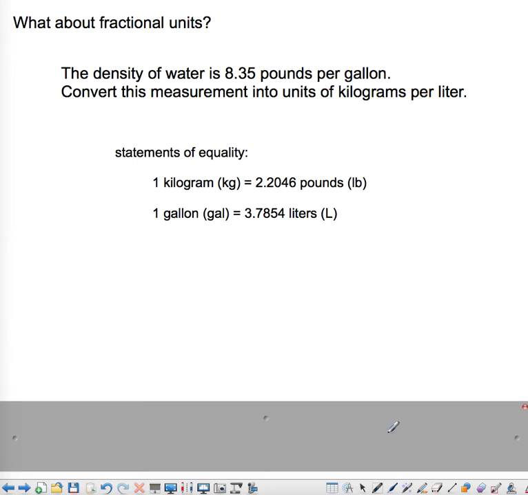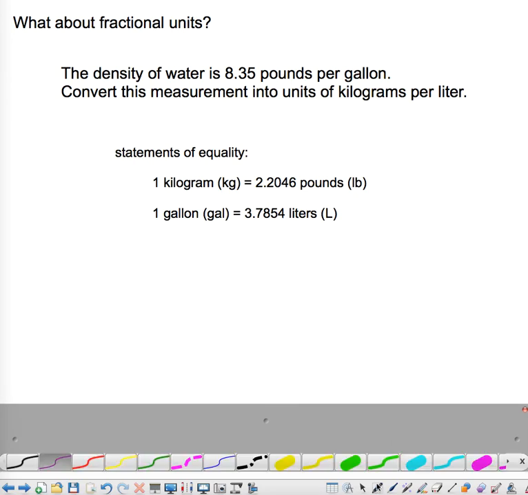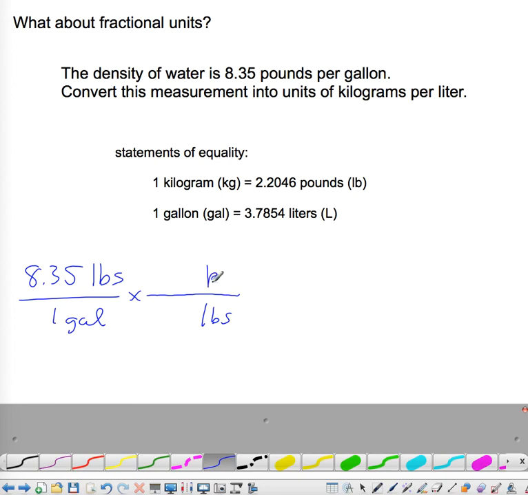And I'll set it up in exactly the same way. Begin by writing down the initial measurement in the unit you're given, but now I'm going to write it as a fraction. 8.35 pounds over 1 gallon. And it doesn't matter the order in which you convert. You can either do the numerator first or the denominator. I'll do the numerator first. I'll multiply this by a fractional conversion factor that has pounds in the denominator, kilograms in the numerator. 1 goes with kilograms, 2.2046 goes with pounds. That will cancel pounds and give me kilograms in the numerator.